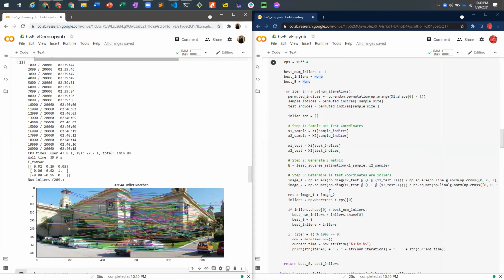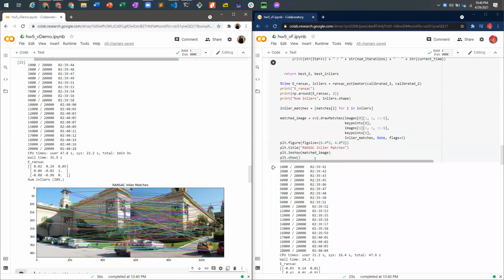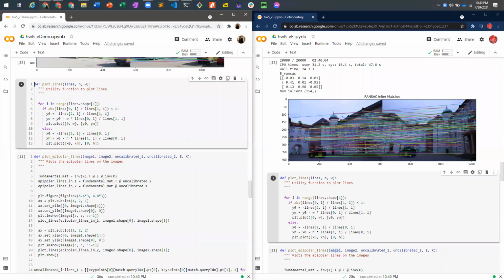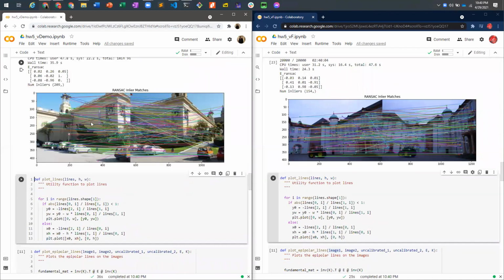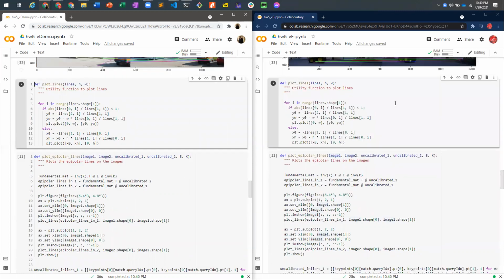Using E, we can use our test indices to find inliers. Inliers are determined by checking whether their residuals are lower than the specified epsilon, and we want to maximize the number of inliers over all iterations, which is 20,000 by default. Now that both of them have finished running, on this iteration the number of inliers is 154 and 209 on the other one. We want to make that number as large as possible.